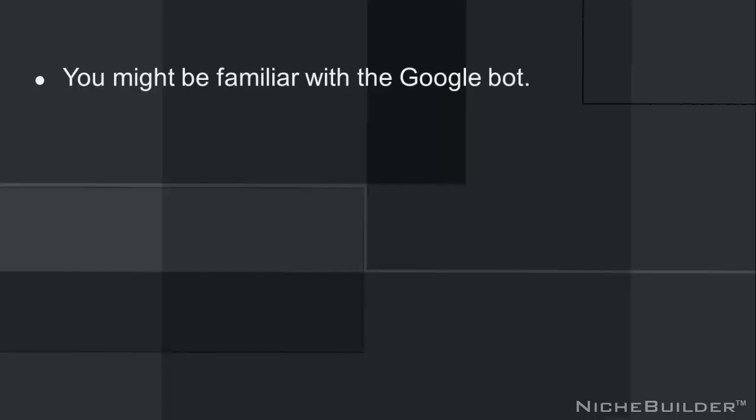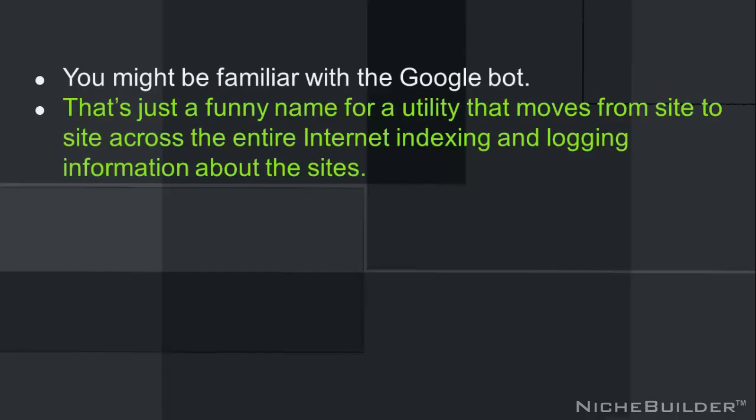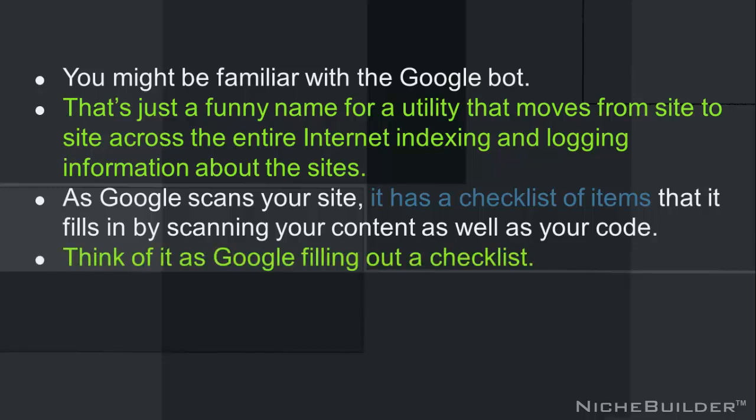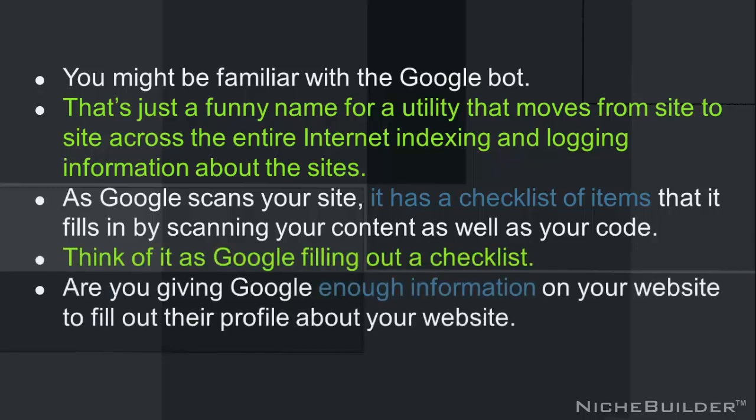You might be familiar with the Googlebot. That's just a funny name for a utility that moves from site to site across the entire internet, indexing and logging information about the sites. As Google scans your site, it's got a checklist of items that it fills in by scanning your content as well as your code. Think of Google as filling out a checklist. Are you giving Google enough information on your website to fill out their profile about your website?